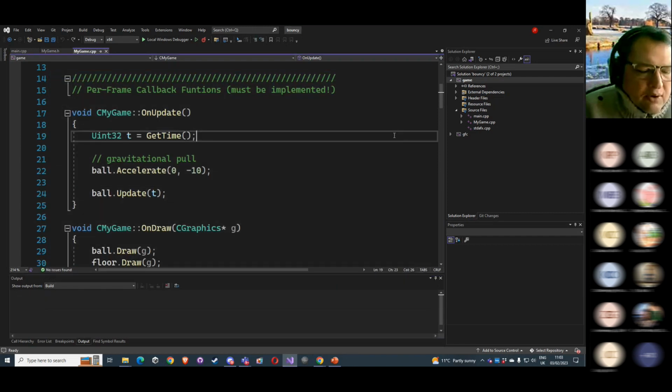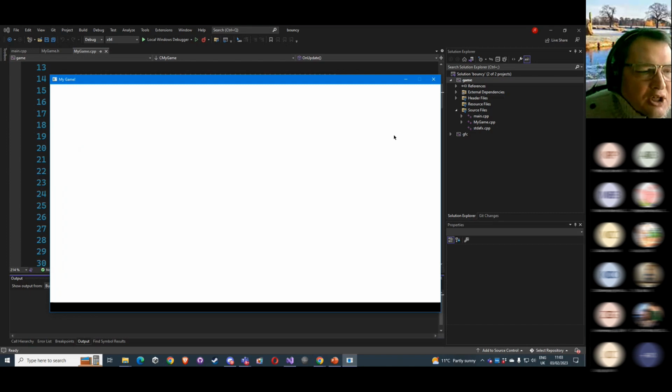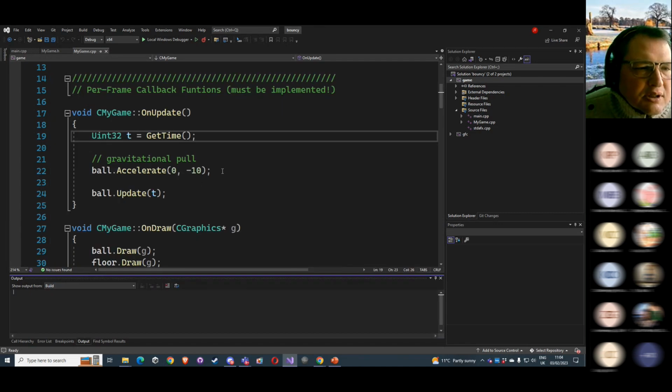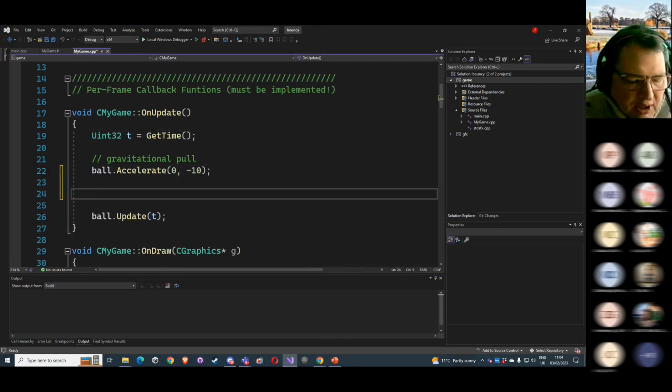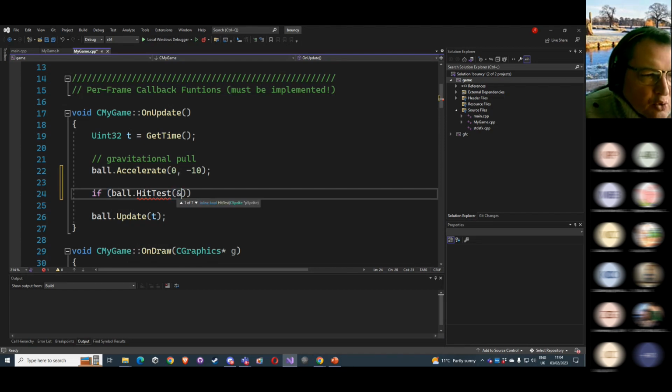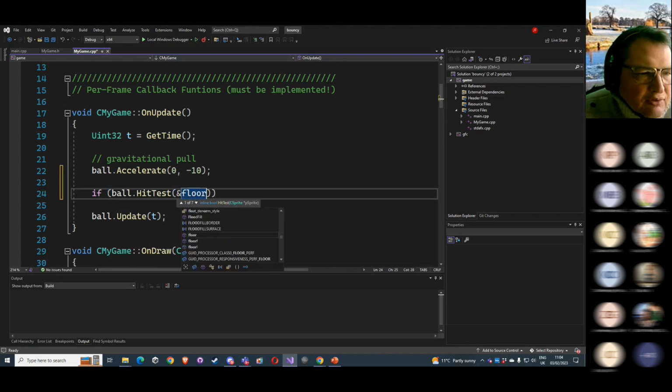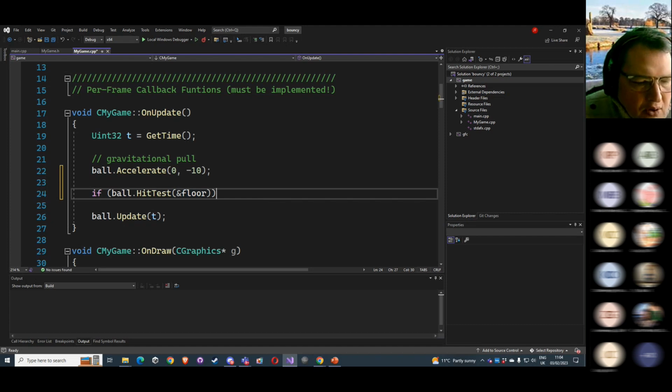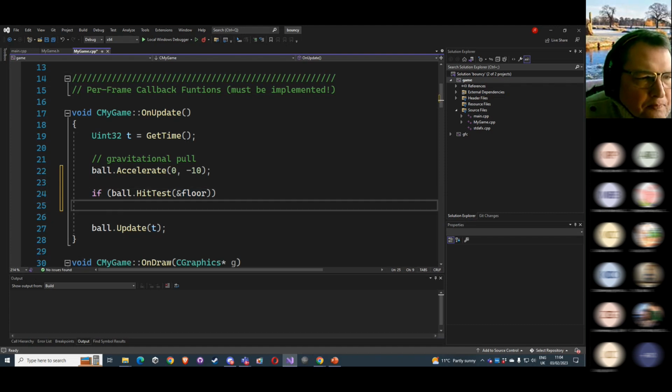All right, so we have gravitation, but of course it's not a fully nice solution yet, because we don't detect collisions. So by now we know how to detect a collision. So if ball dot hit test a collision with the floor, that's the name of the other object. Well, exactly what to do.